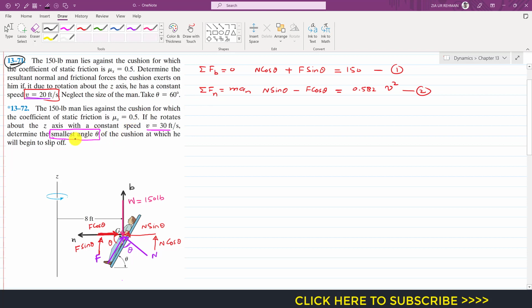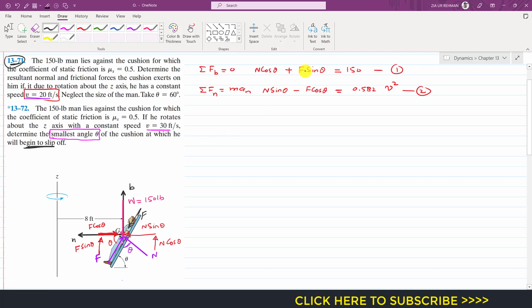Now in the second problem, these same two equations are used, but there is only one difference. The problem statement says that we need to determine the smallest angle theta of the cushion at which he will begin to slip off. If he begins to slip off the cushion in the upward direction, then the friction force will be acting in the downward direction like this. In the first case, the friction force was trying to keep the body attached to the cushion, so it was acting in the upward direction. But since the body is now going off the cushion, the friction force will again keep the body on the cushion, so it will be acting downward for the second case.